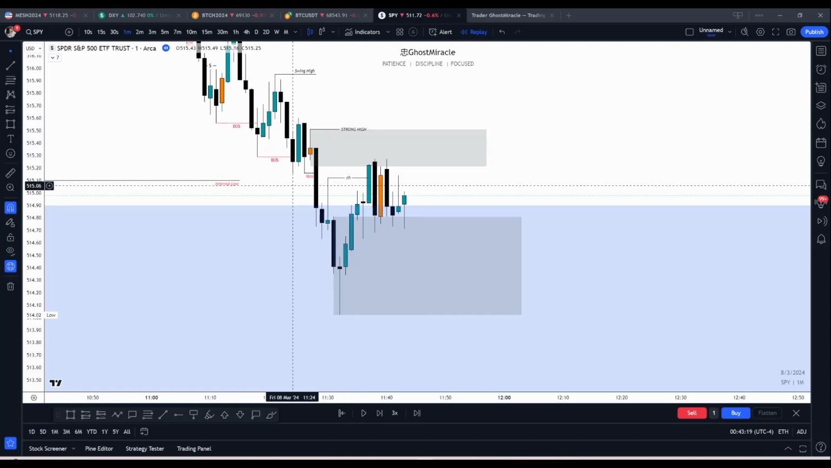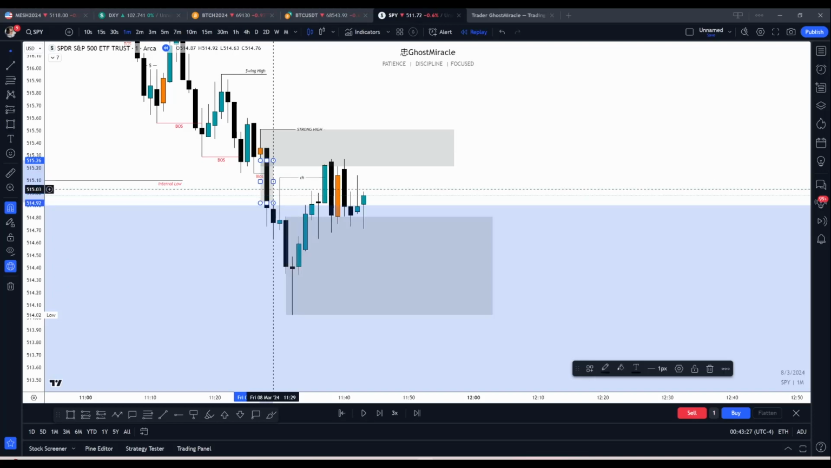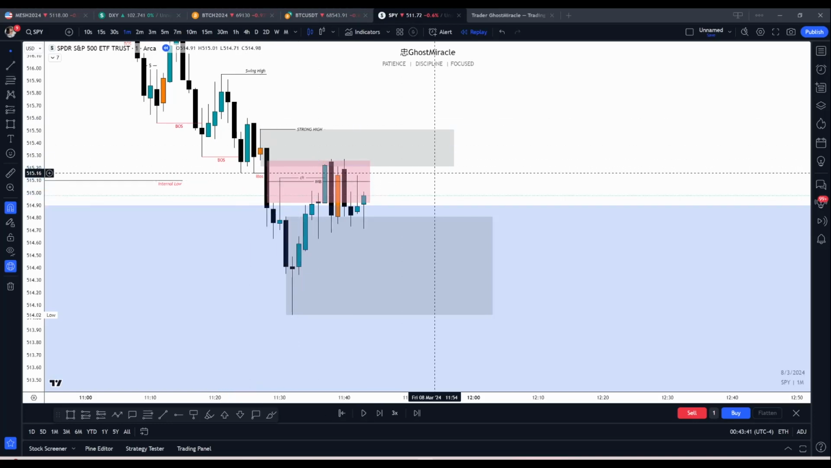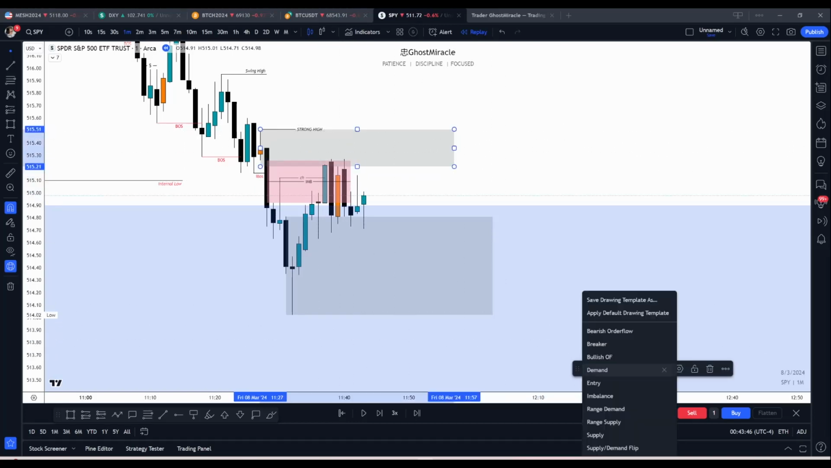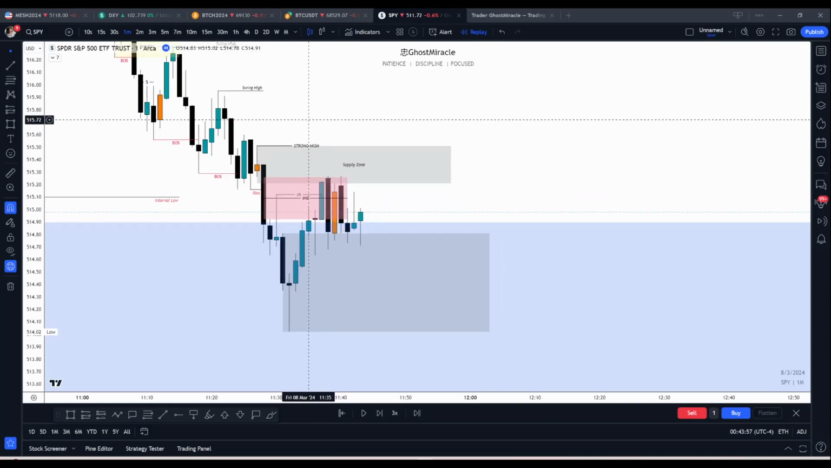I personally like smaller entries, so I would go for this pullback and break, which gave you a nice imbalance to the downside, which was filled. And you also had a mitigation occur from this low, high, low break, imbalance, fill, retest on this supply, which gave you a nice reaction as soon as it tapped in.